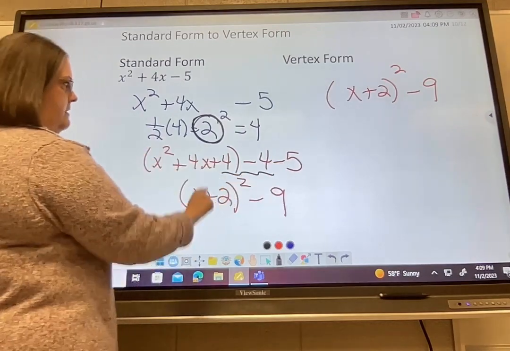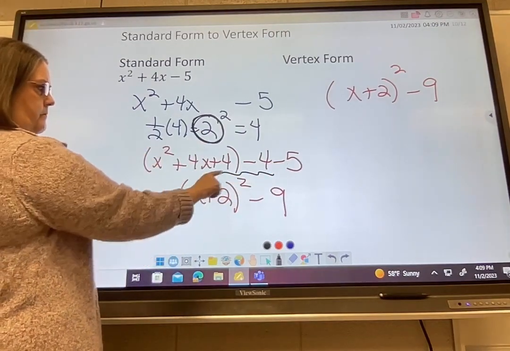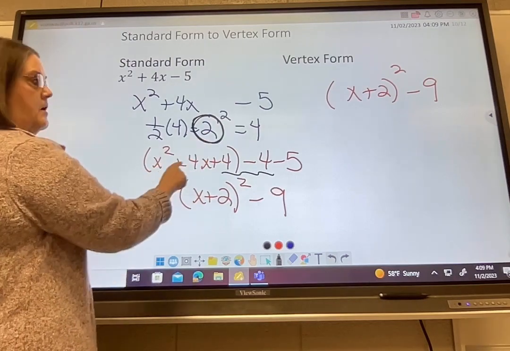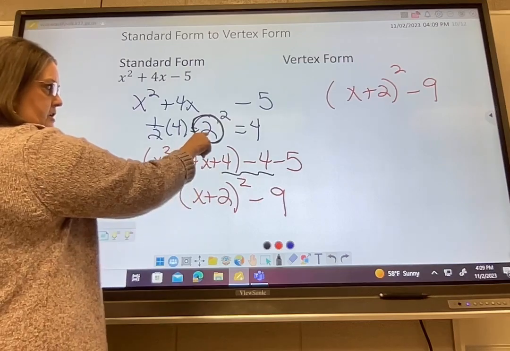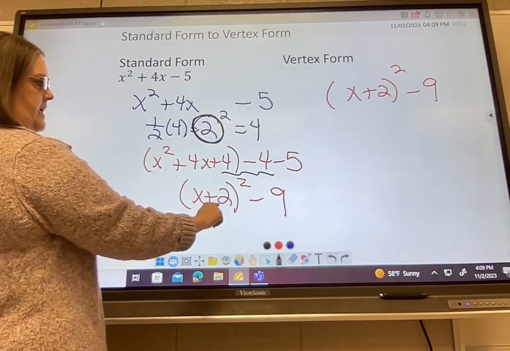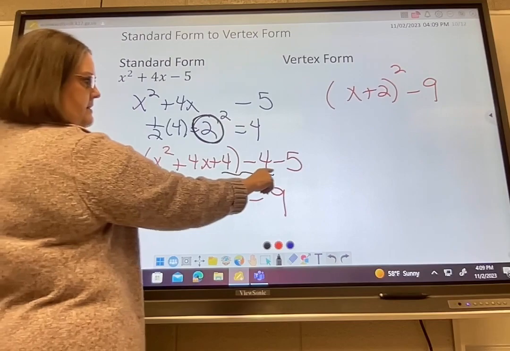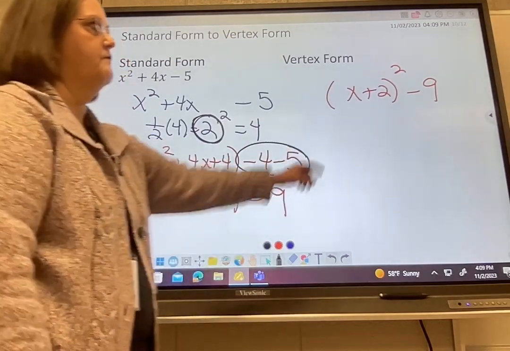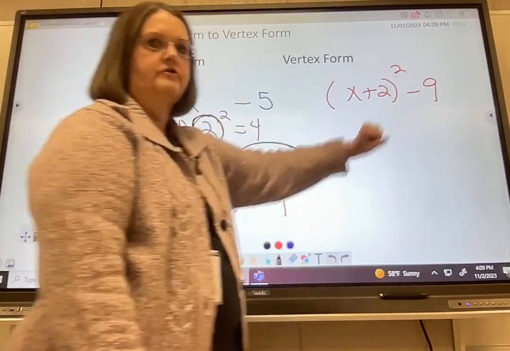All right, then I write this in factored form. This right here, remember I explained when we were doing complete the square that you didn't have to factor this again. All you had to do was remember it and pull it down. So this is x plus 2 squared, and then you put these two together because they're like terms, minus 9. And that is vertex form of an equation.